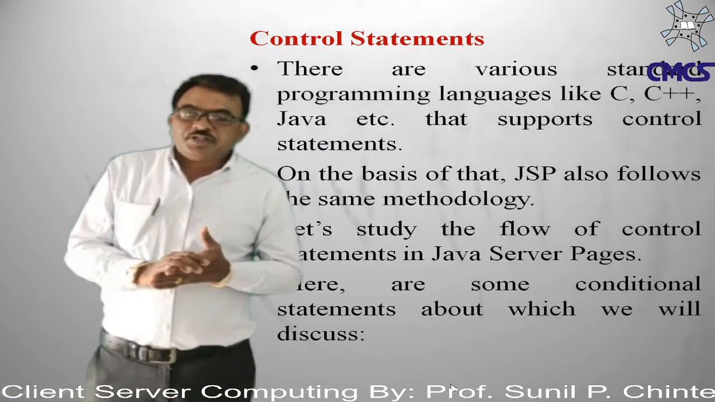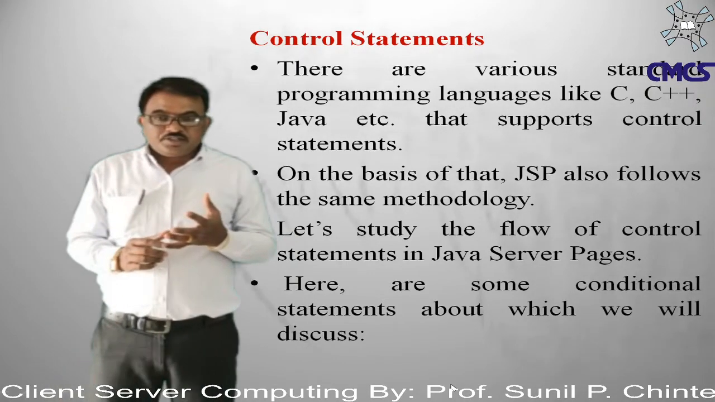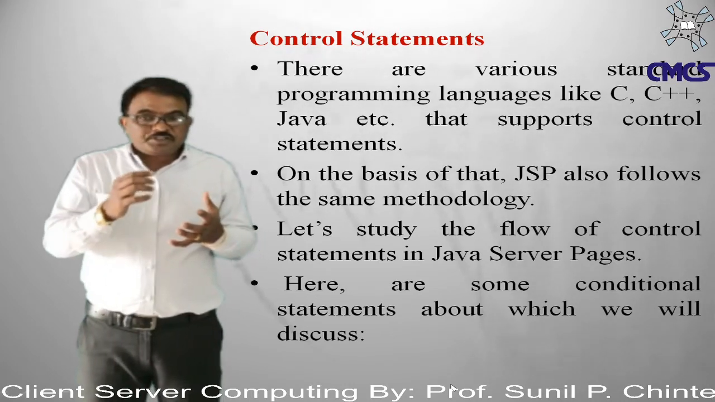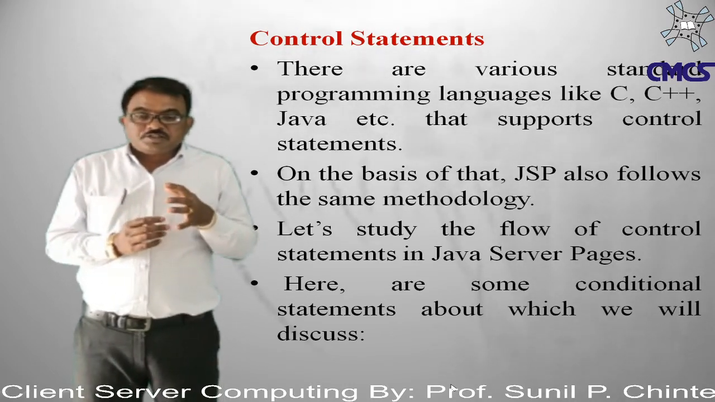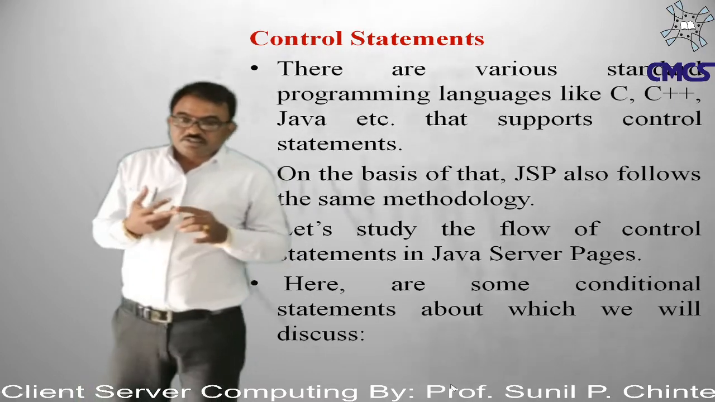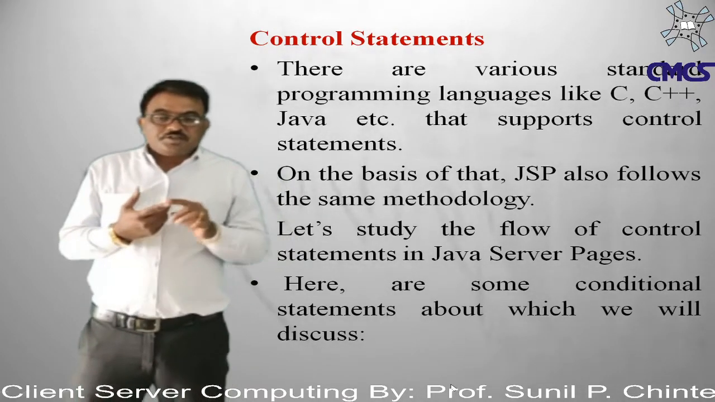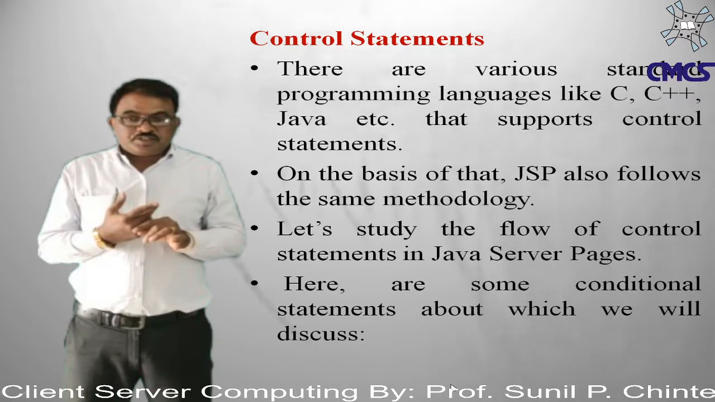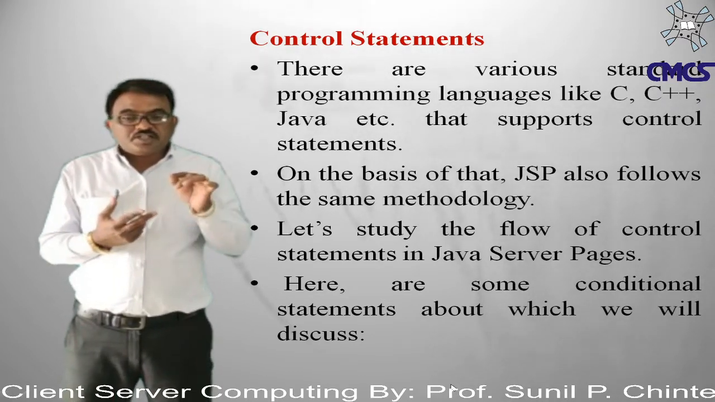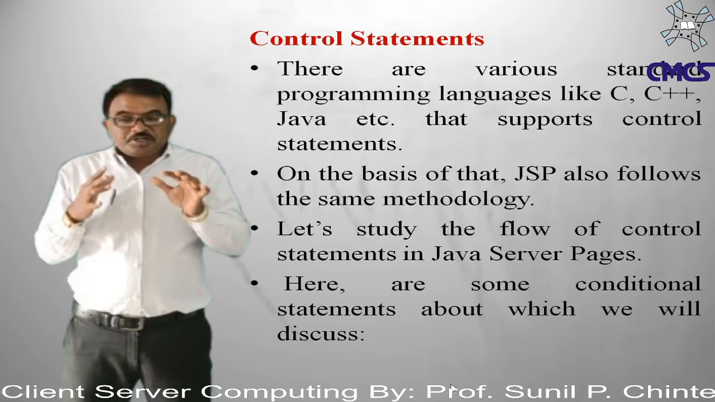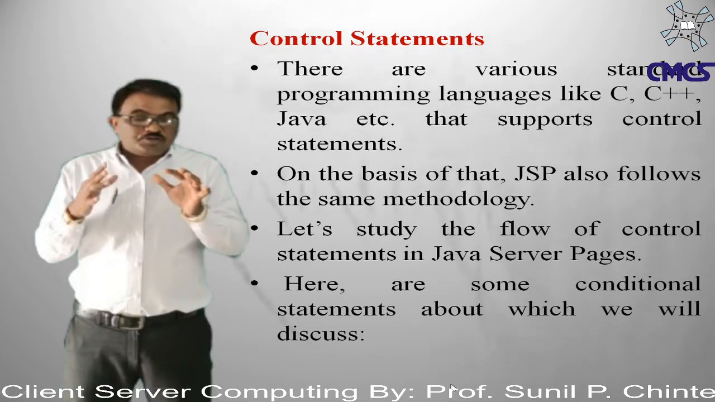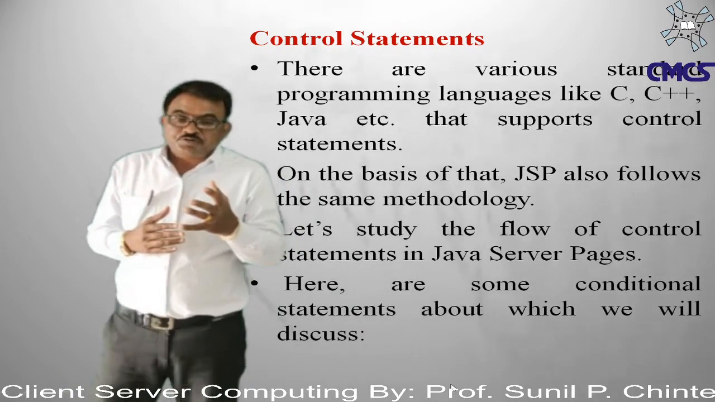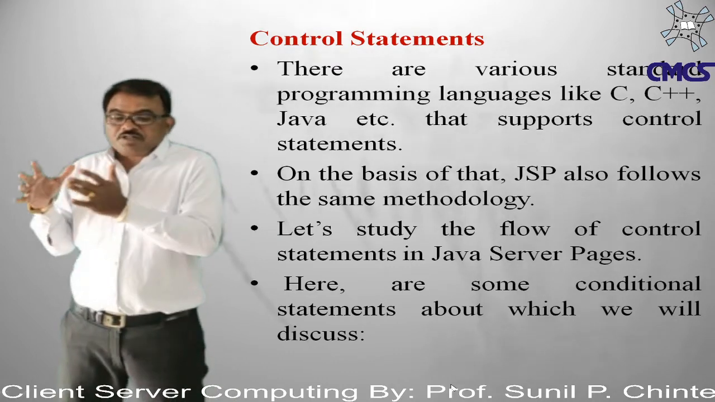Control statements are those statements that control the flow of execution of your programs or scripts. In general languages, like C, C++, or Java, we can use different control statements, like branching control statements, looping statements, or selection control statements. These statements can be used to control the flow of execution of programs, meaning they are used to alter the natural flow of your programs.